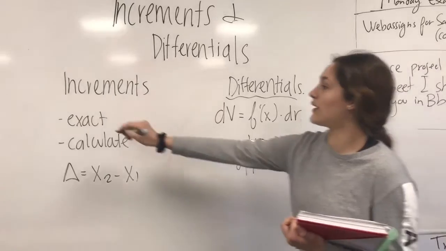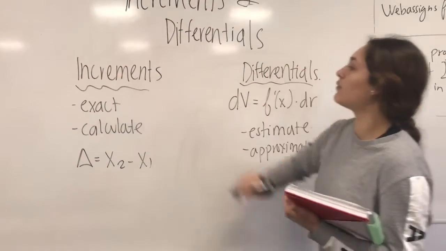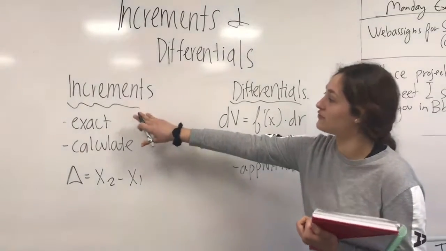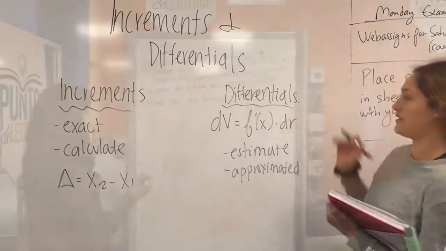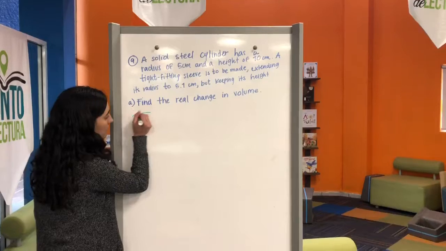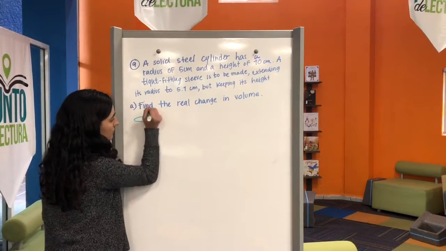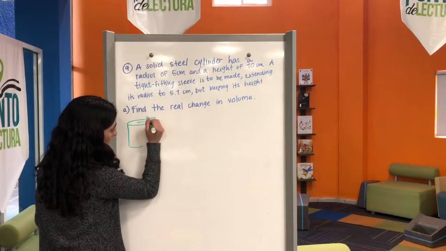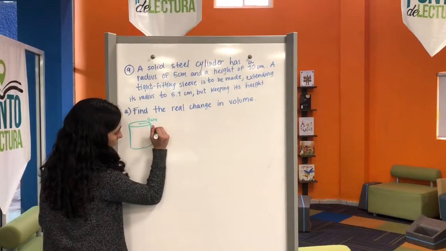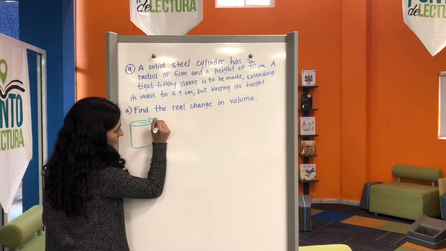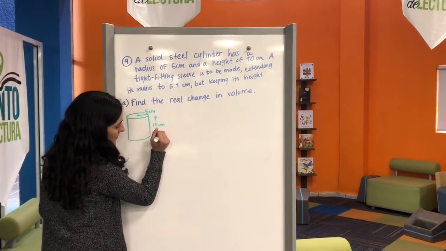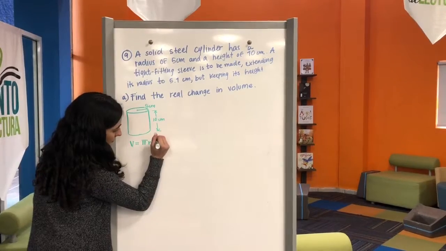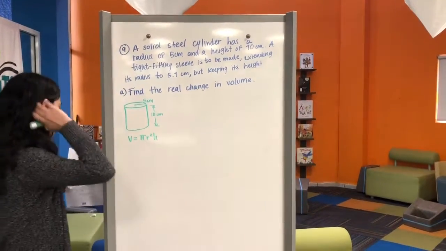So right now, in the next problem, we will be learning about increments and differentials, and we will be seeing when they ask you for an exact value or an estimate. A solid steel cylinder has a radius of 5 centimeters and a height of 10 centimeters. The formula for a volume of a cylinder is pi times radius squared times height.